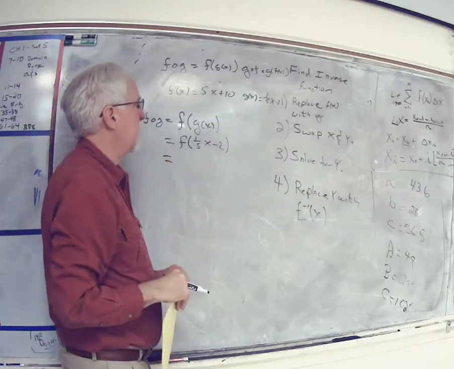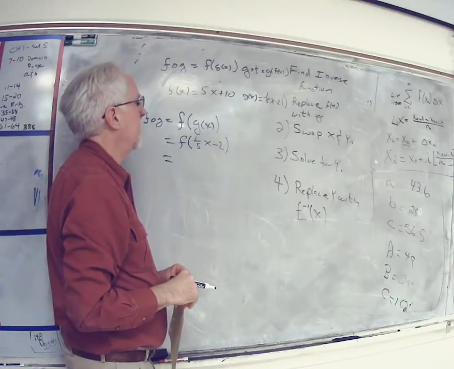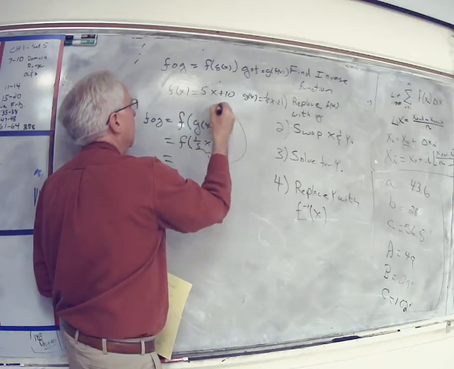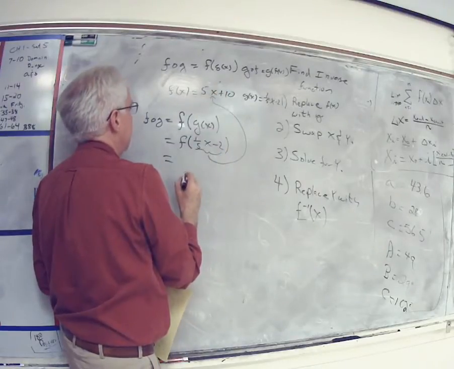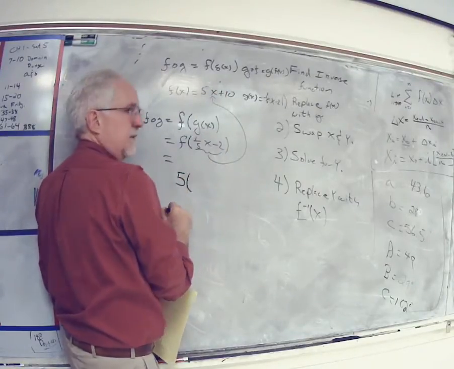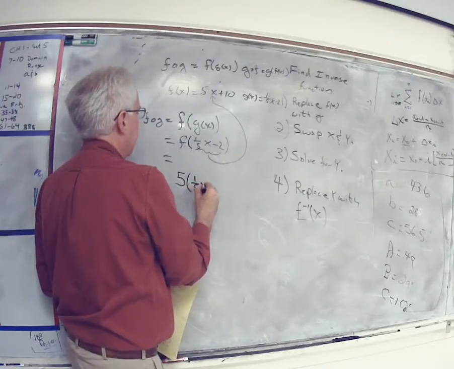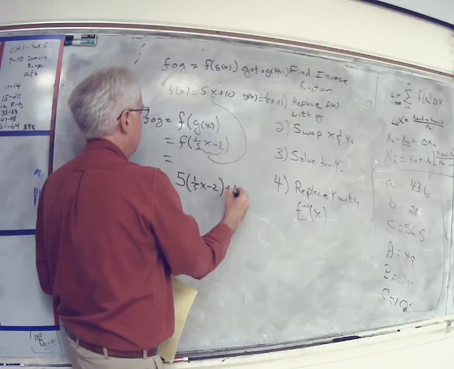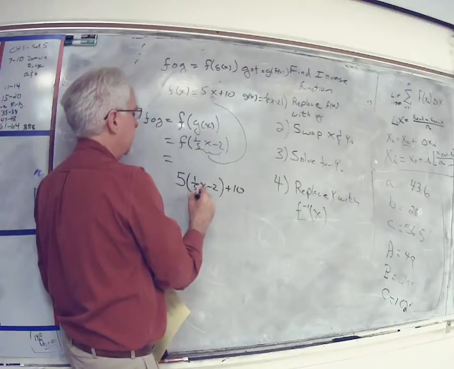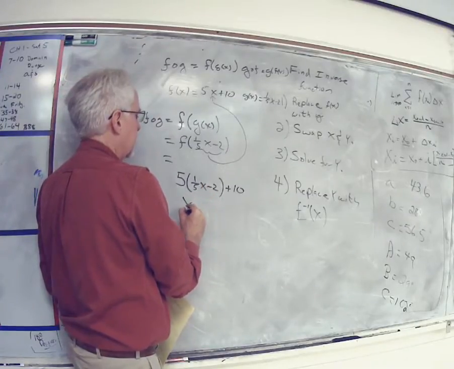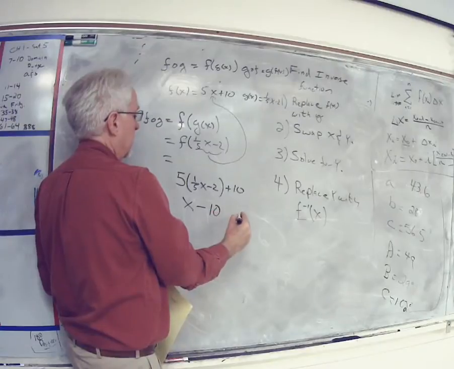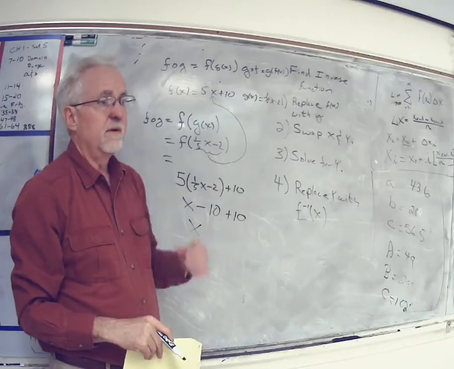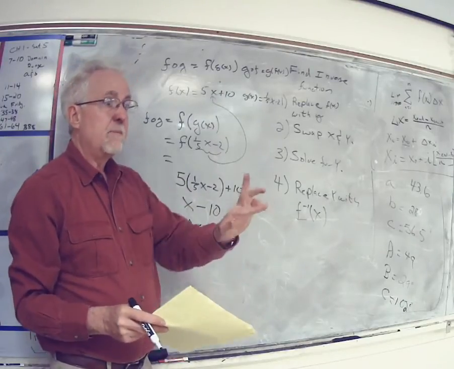Now, what do I do? The g goes into the f for x. So I have 5 times 1/5 x minus 2, not forgetting my parentheses, and then plus 10. So what's 5 times a fifth x? x minus 10 plus 10. It's equal to x. So it looks like f and g are inverses.